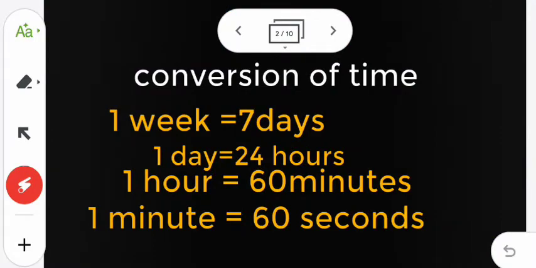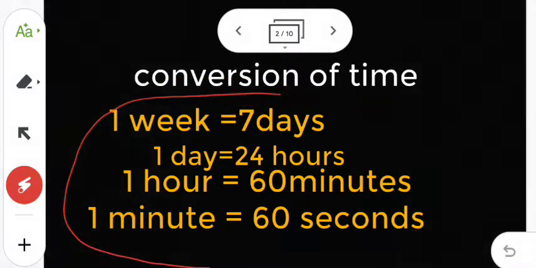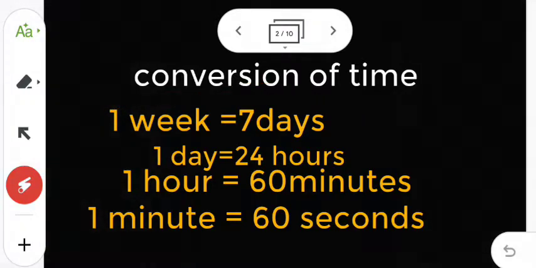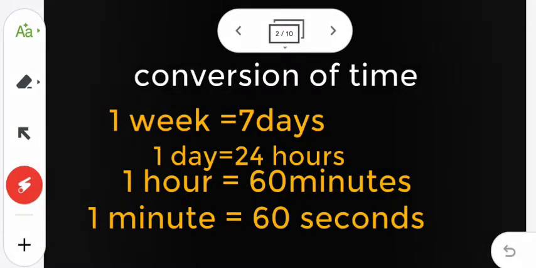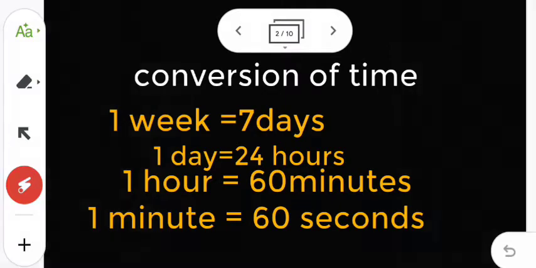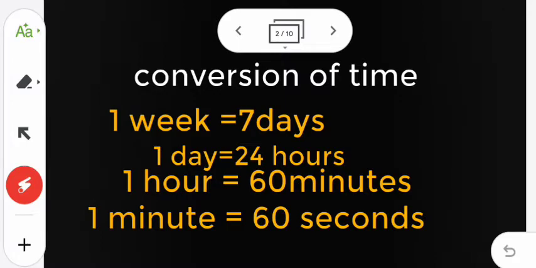For that, first you must know these things. These are like formulas. This I think you already know. Conversion of time: these are like formulas, so you must know this one. Remember it by heart. In a week we have 7 days. All this you would have learned even from class LKG onwards. Now you are in class 3, you must know all these things by heart.